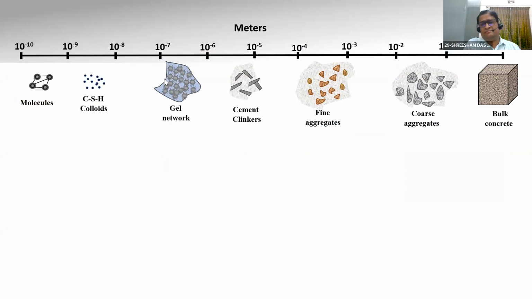Now in this slide you can see the bulk concrete, which is in 10 to the power minus 0, that is a meter scale specimen. We are anticipating the performance in this kind of size specimens, whether it is a beam or a column or a foundation or a slab, whatever it is. But the chemistry lies completely to the left side. That is the C-S-H colloids, the gel networks, the molecules. That is the chemistry, and that defines the performance of the bulk concrete.